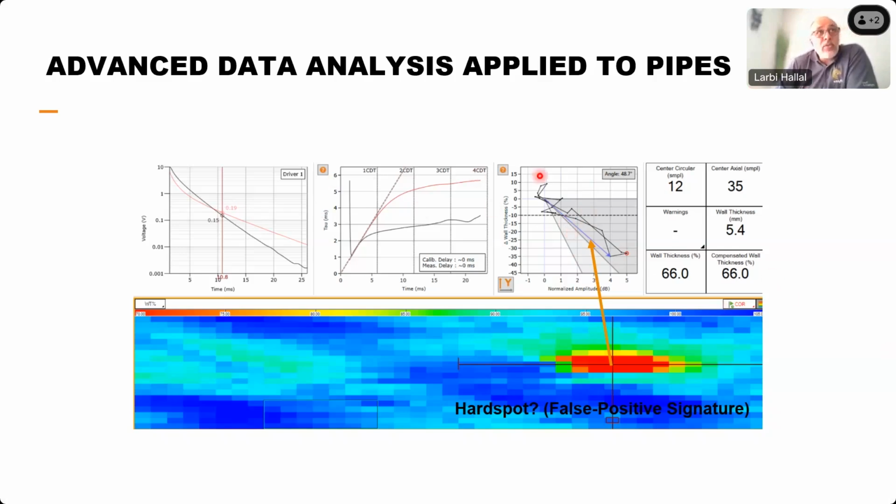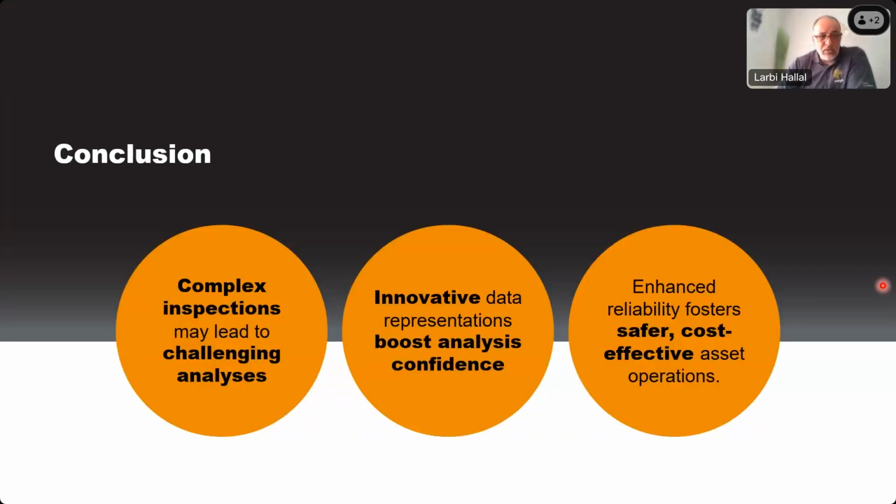Close to the end of the presentation, we have 10 minutes left, so I will go very quickly on the conclusion. Complex inspection may lead to challenging analysis, of course. If you have scabs, material property variation, or interference from external metallic structures, nozzles, flanges, scaffolding, for example, if the scaffold is too close to the pipe or the component, this makes your inspection more complex, and you will have to be careful with your analysis.